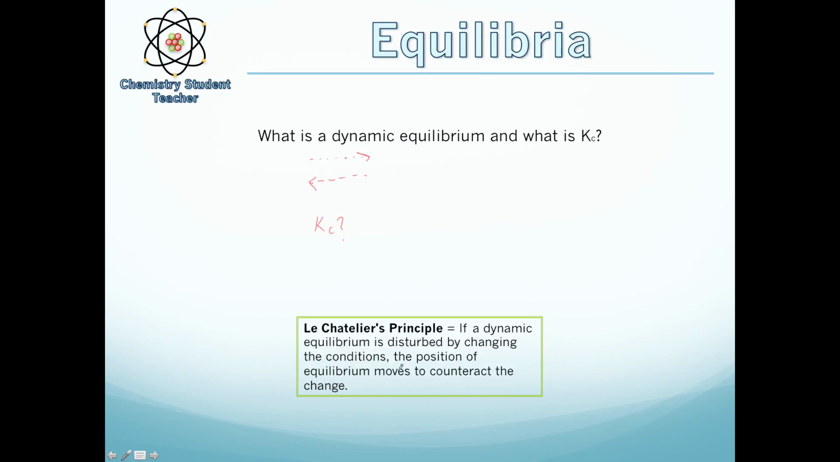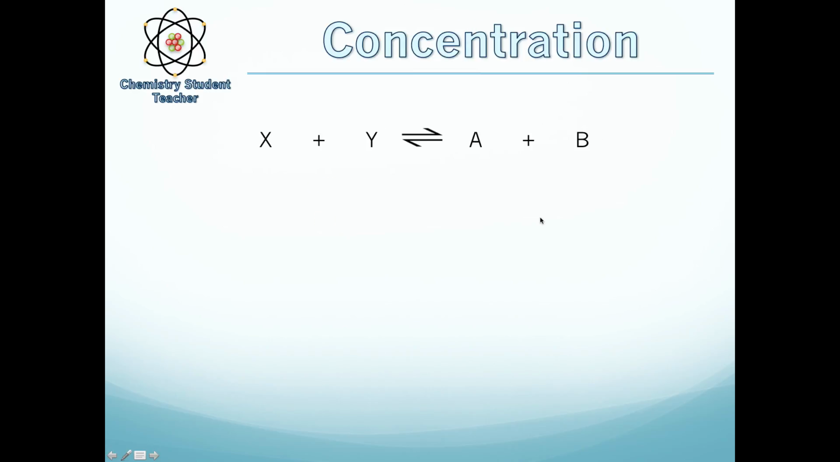But there is one principle that you have to know when doing equilibria. If a dynamic equilibrium is disturbed by changing the conditions, the position of the equilibrium moves to counteract the change. So basically, an equilibrium always wants to maintain a constant concentration, constant temperature, constant pressure, things like that. So it will move to counteract any change. So if we start with the first thing that can change the position of an equilibrium, and that's concentration.